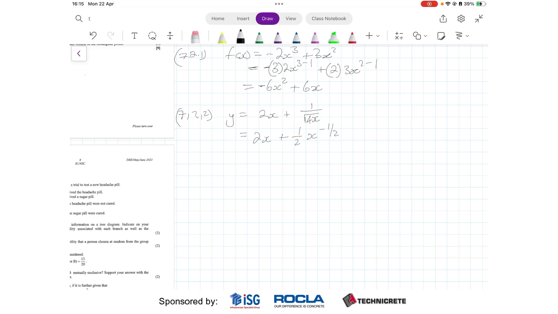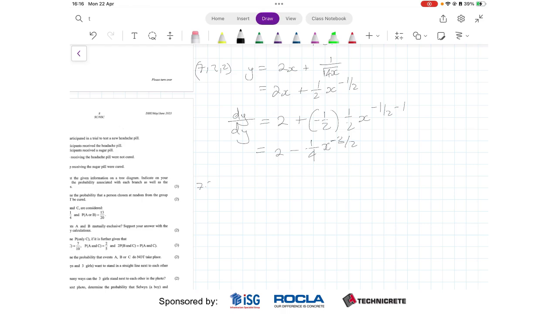Now that we have our y in a much more comfortable form, we can then determine dy by dx, which is going to be equal to the derivative of 2x with respect to x, which is 2, right? Plus, we then multiply the minus 1 over 2 into 1 over 2x to the power minus 1 over 2 minus 1. And finally, your answer will be 2 minus 1 over 4x to the power minus 3 over 2.